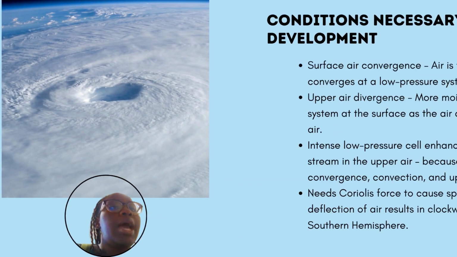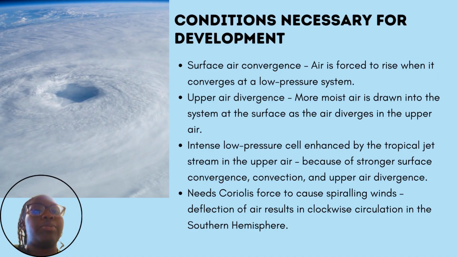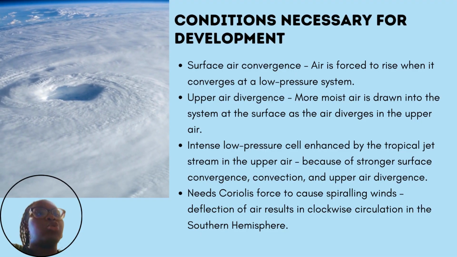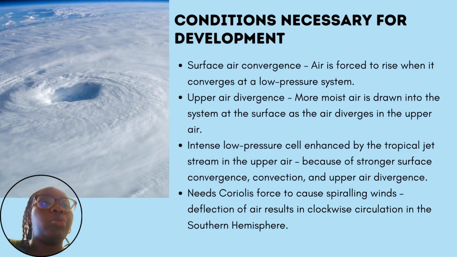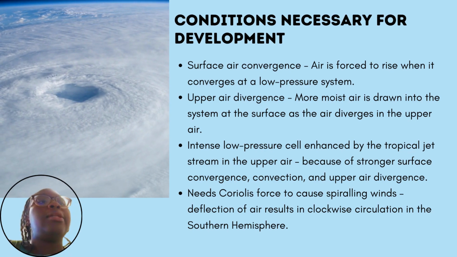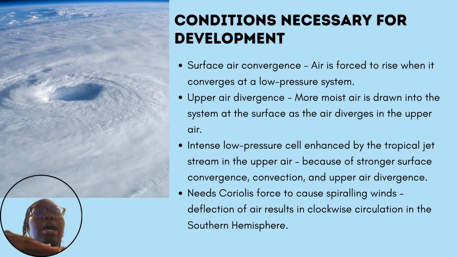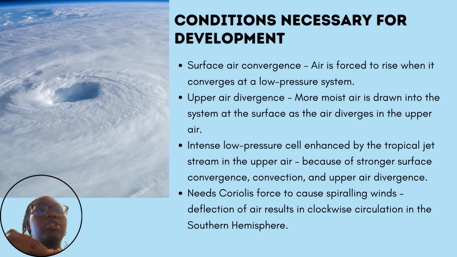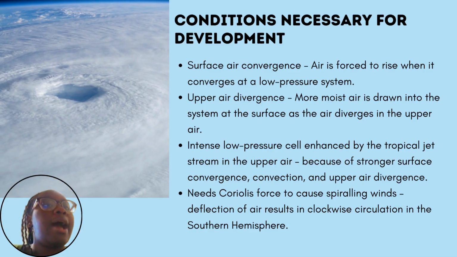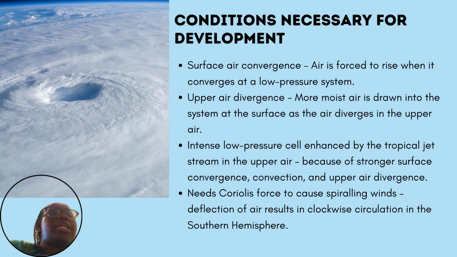Let's continue. Another thing is that we need the surface air to converge, right? Which means they need to meet together, and therefore this forces the air to rise when it converges at a low pressure system, and that happens at the surface, right? And then in the upper atmosphere there's a divergence. So the air moves in at the surface and converges, it rises up and then diverges. So there's more moist air that is drawn into the system at the surface as the air diverges in the upper air.